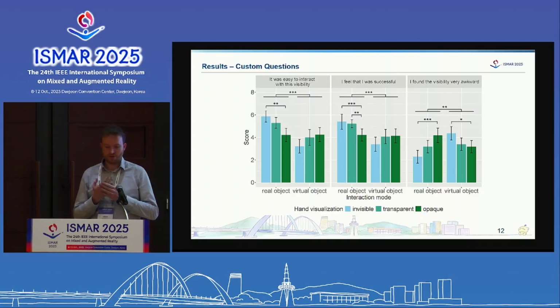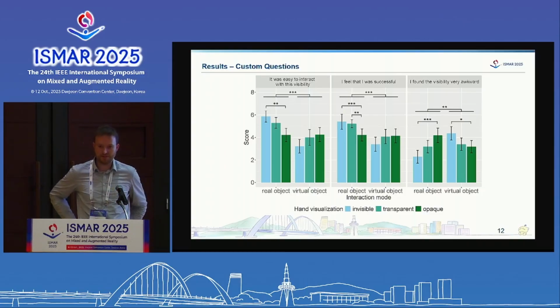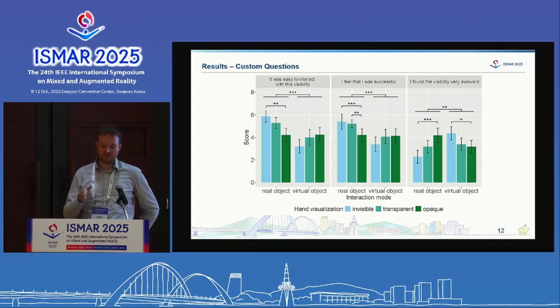And then for the awkwardness when using this hand visibility, we again see it was the most awkward to use the opaque hand handling real objects, but here we also see for the first time significant differences for the interaction with virtual objects. So the invisible hand felt most awkward, significantly more awkward than the transparent or the opaque hand in the virtual object mode.